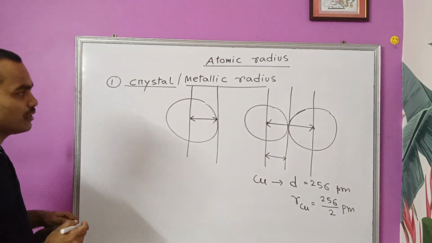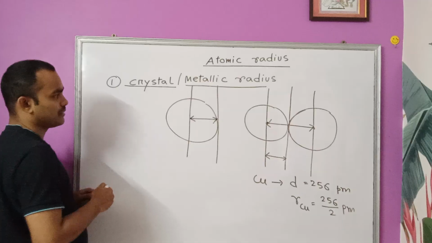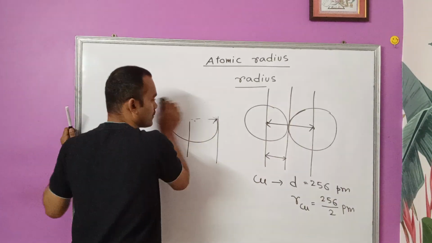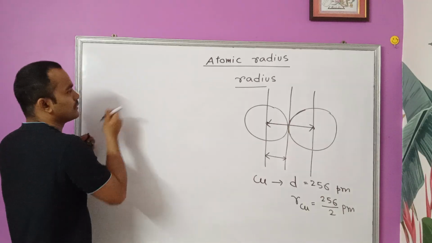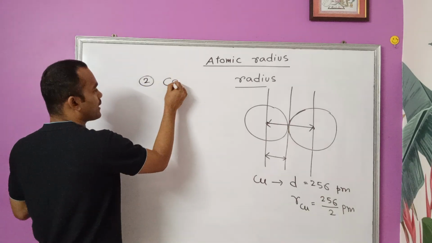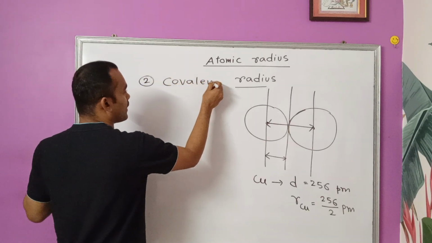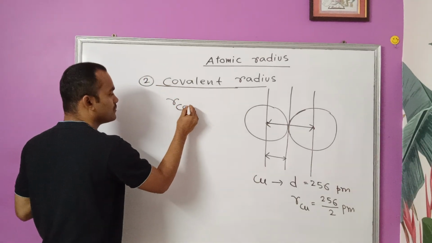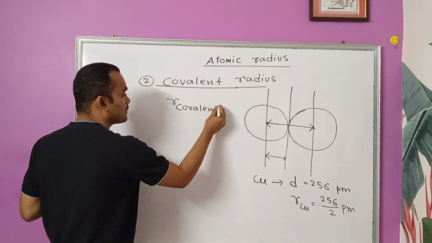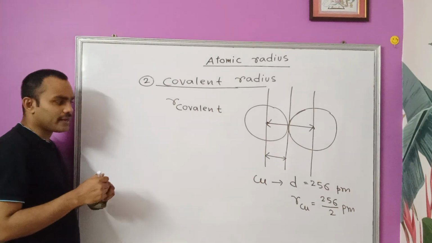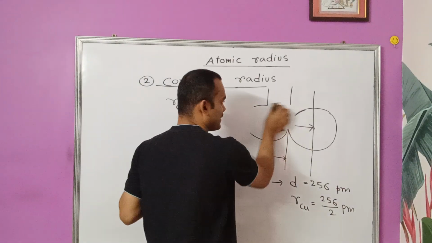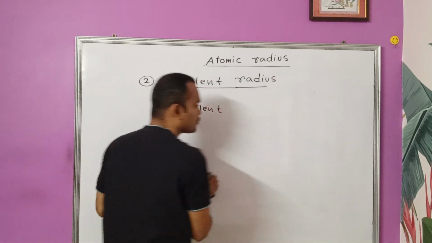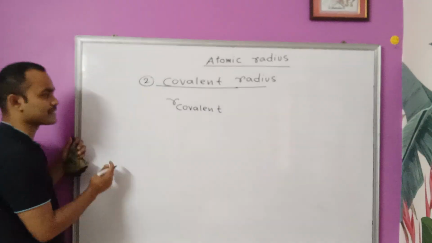Next, number two: another radius is called the covalent radius, written as R covalent. This covalent radius is basically for the non-metals. For the non-metals, the atoms overlap one another.